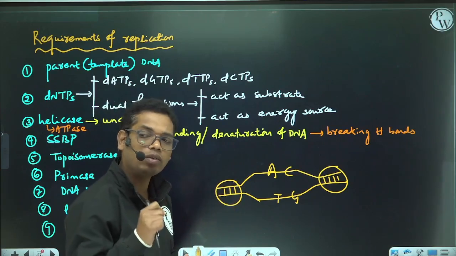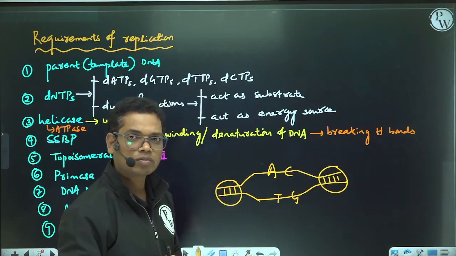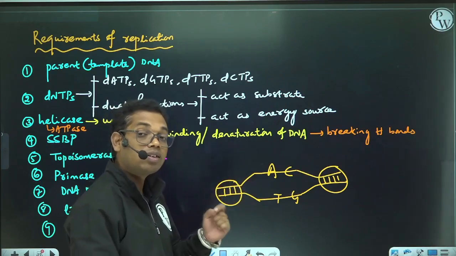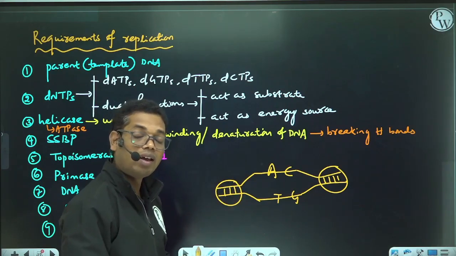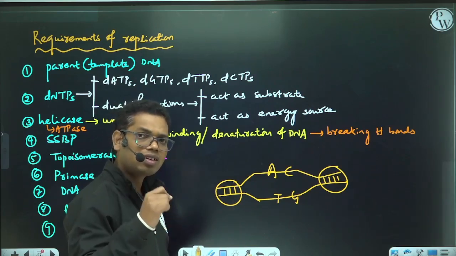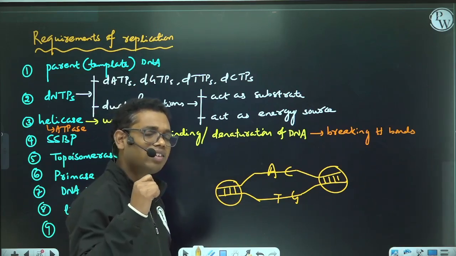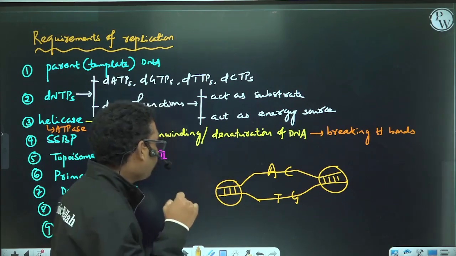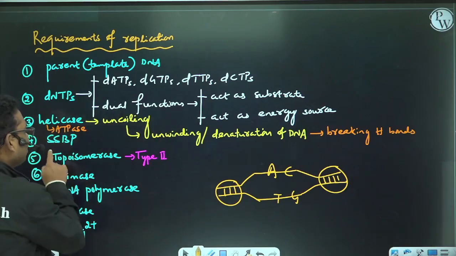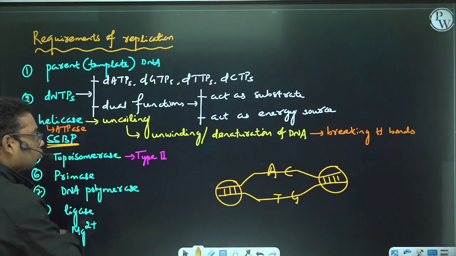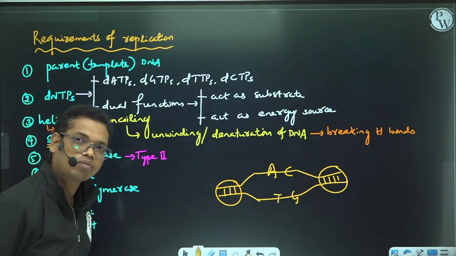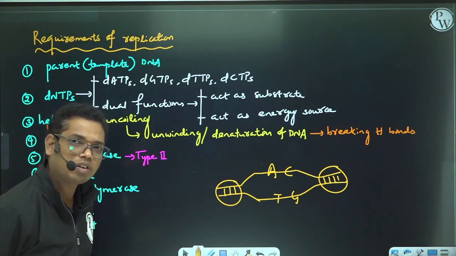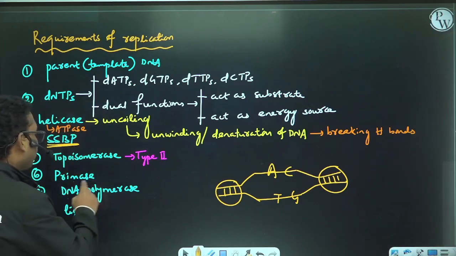But in single stranded form, they are unstable. So when the helicase opens the DNA, single stranded DNA is formed, and in single stranded condition the DNA is unstable. To stabilize the single stranded form of DNA, we require certain proteins, called single strand binding proteins, and they are non-enzymatic. Important.